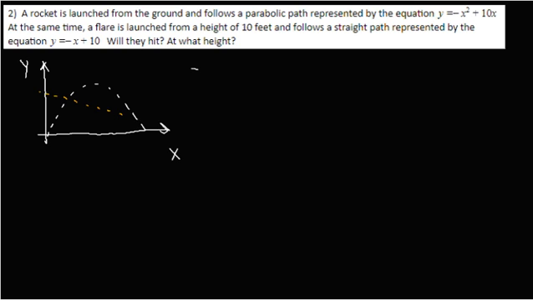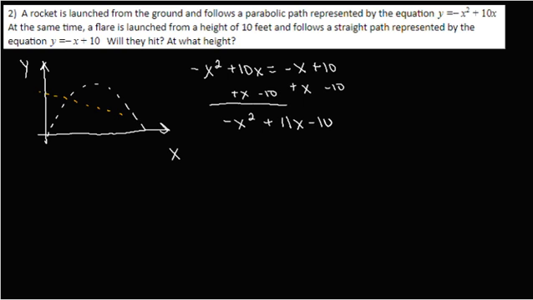So we're looking to see, does negative x squared plus 10x equal negative x plus 10? Is it possible for negative x squared plus 10x to equal negative x plus 10? So let's add x on each side and subtract 10 on each side to give us negative x squared plus 11x minus 10 equaling 0. And again, I don't want that leading negative, so I'm going to multiply everything by -1 to give me x squared minus 11x plus 10 equaling 0.